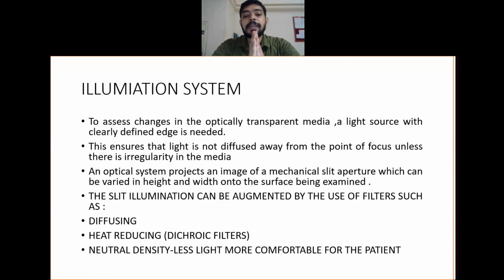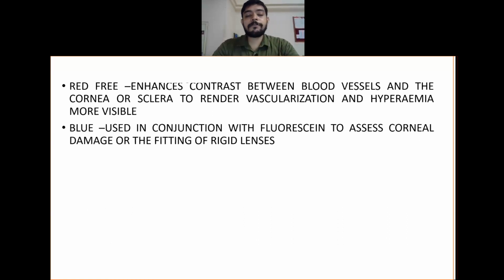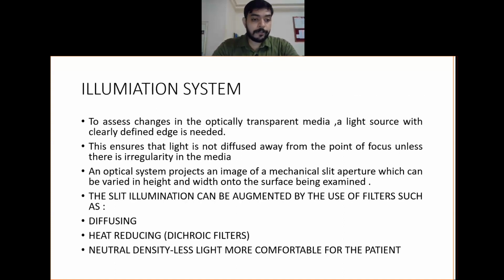The illumination can be augmented by the use of filters such as diffusing, heat reducing or dichroic filters, neutral density filter, red free filter, as well as cobalt blue filter. The diffusing filter, we all know, is used to diffuse the light throughout the anterior surface of the eye. Then heat reducing: to reduce the evaporation of tear film and the effect of heat on the ocular tissue, we can use a heat reducing or dichroic filter.